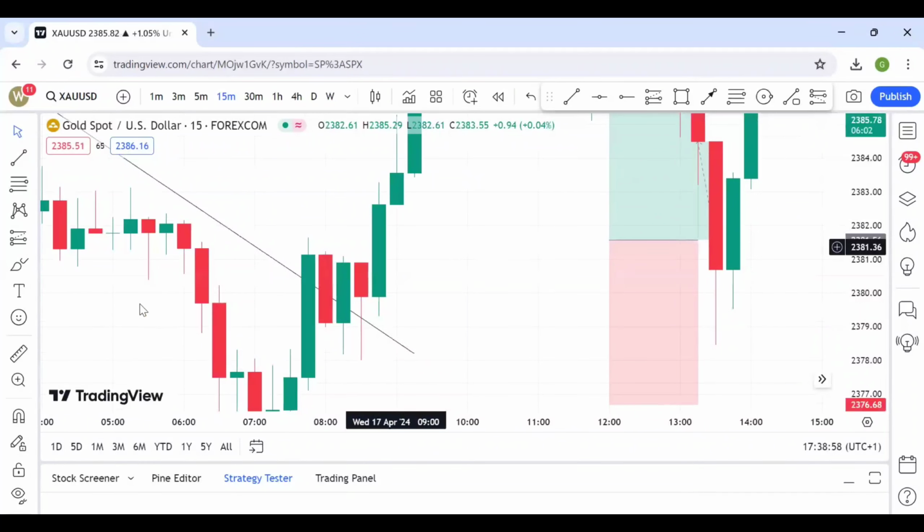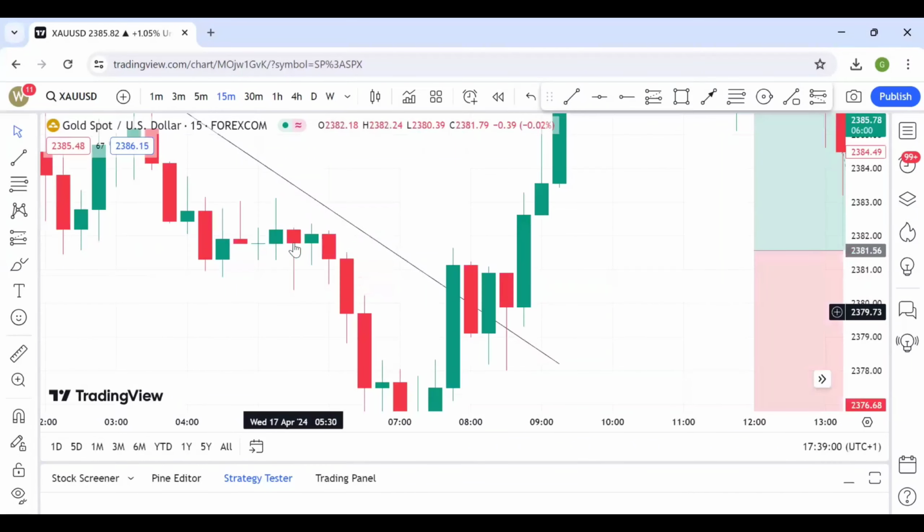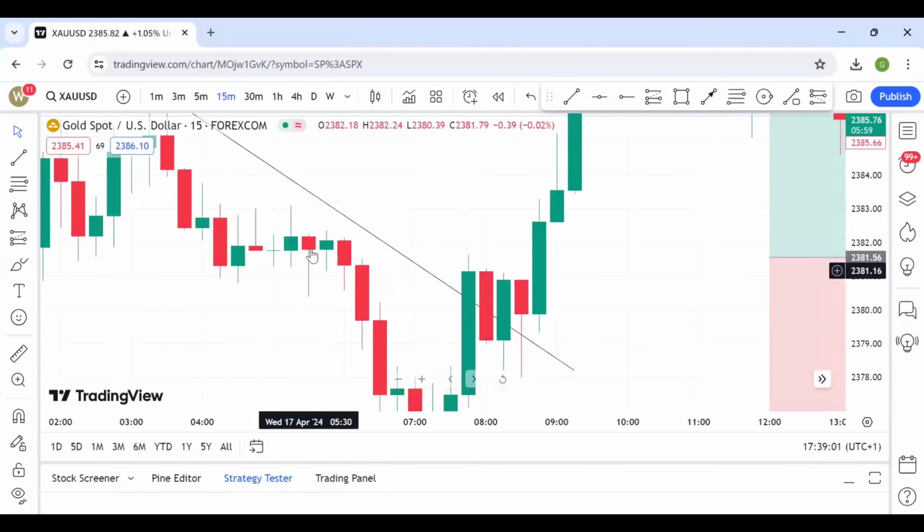Let me expand it. You can see this is a hammer. You can see this candle, and this one is the same thing because this is a hammer. The only difference, the reason why this hammer does not hit, is because the next candle does not close above this hammer. And even if the next candle closes above the high of the hammer, it means what? This hammer is valid. Okay.